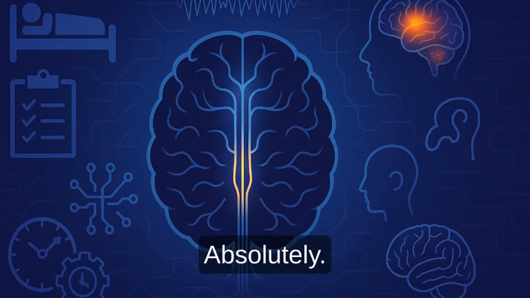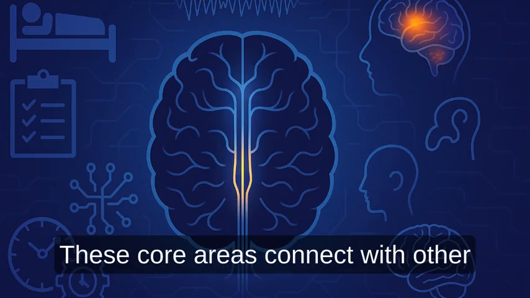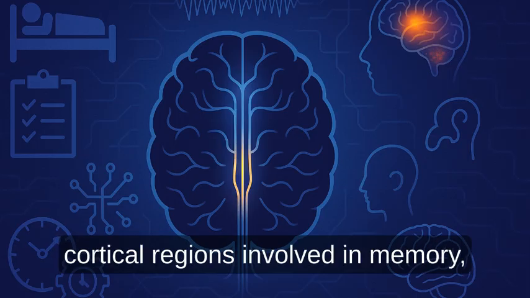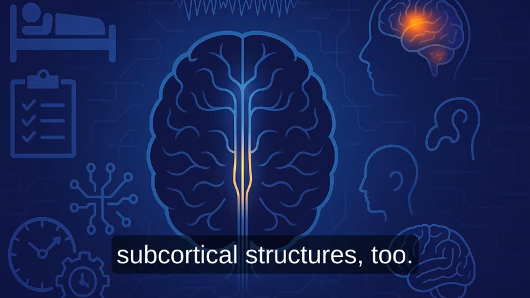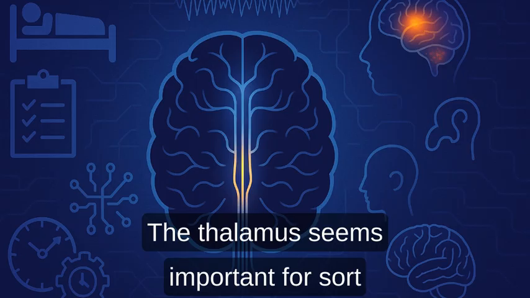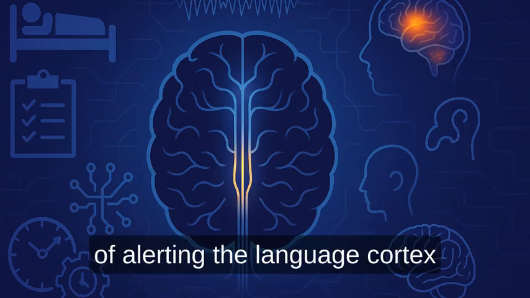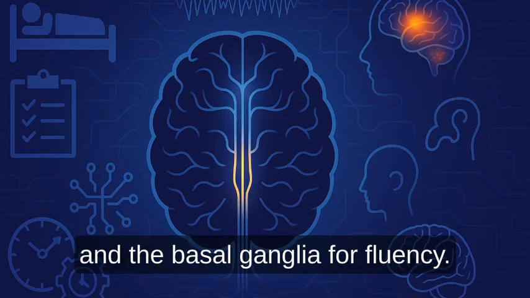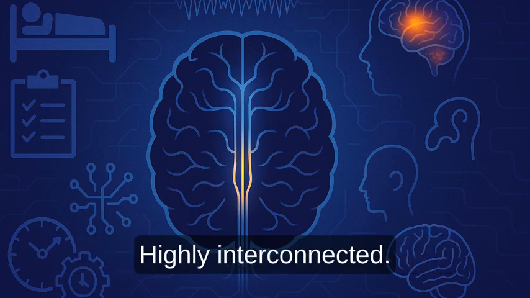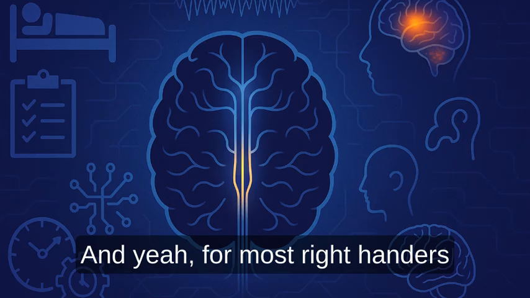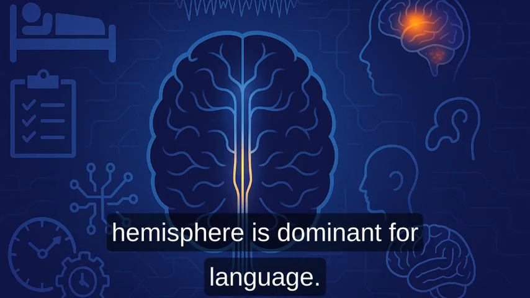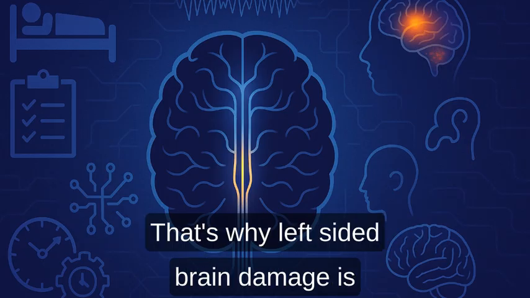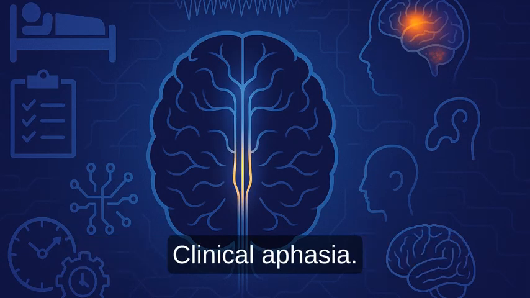Yeah. Absolutely. These core areas connect with other cortical regions involved in memory, attention, decision-making. And we're learning more about subcortical structures, too. The thalamus seems important for alerting the language cortex and the basal ganglia for fluency. It's all interconnected. Highly interconnected. And for most right-handers and even many left-handers, the left hemisphere is dominant for language. That's why left-sided brain damage is the most common cause of clinical aphasia.